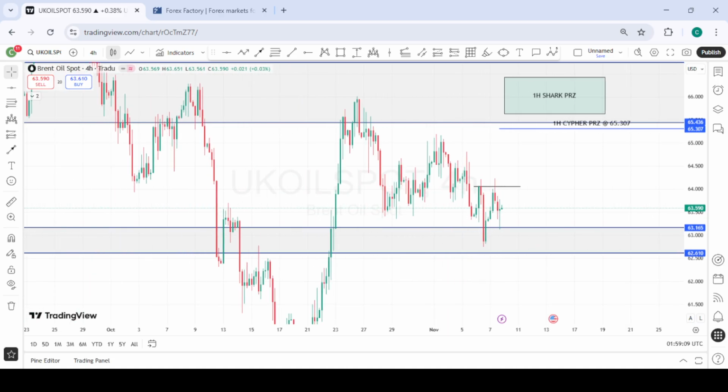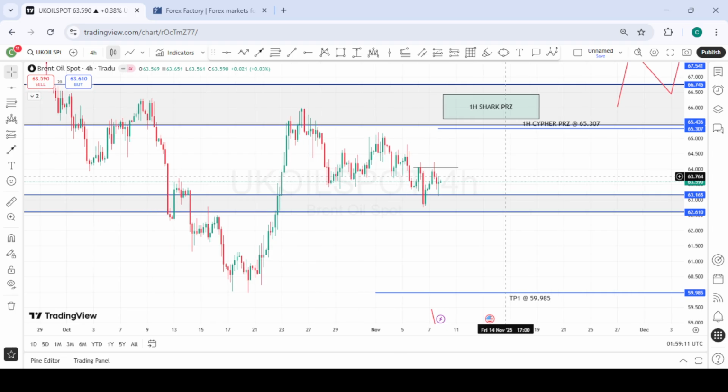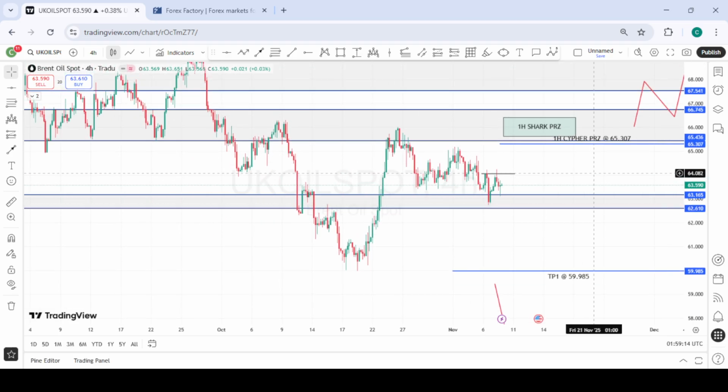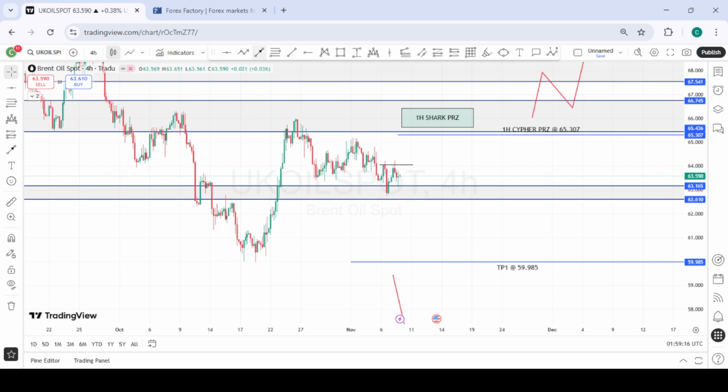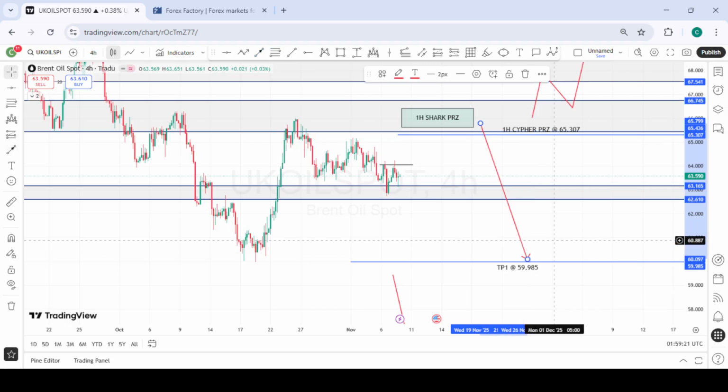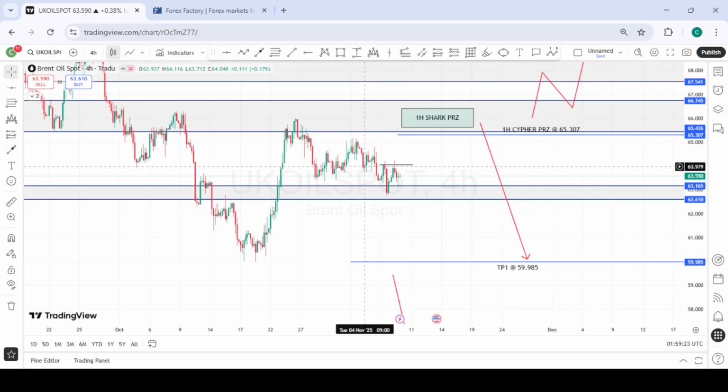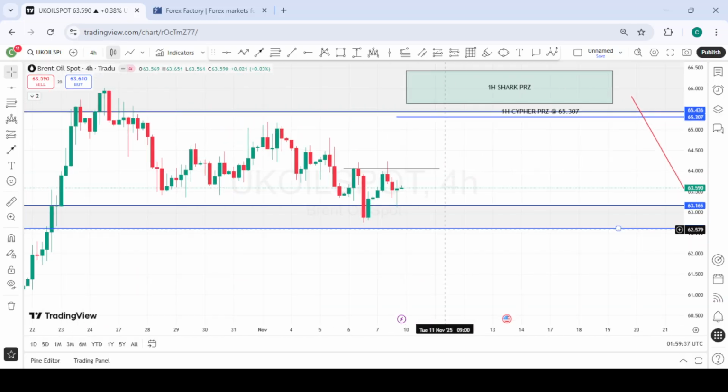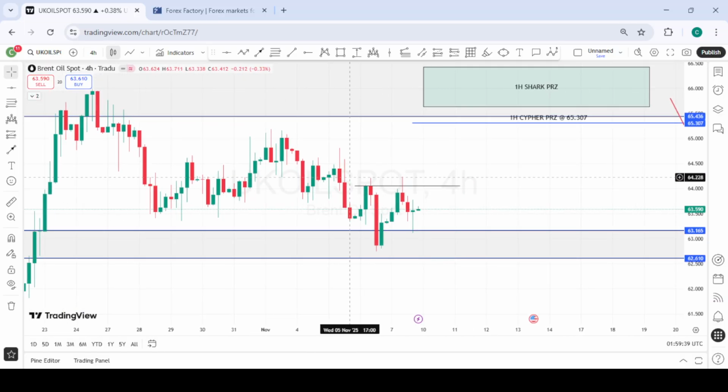The overall view for UKOIL or USOIL is that we are expecting this very big sell from this zone down to this TP. So before that happens, we'll be looking out for this potential harmonic pattern, which is a reversal pattern into the zone. Then we get our selling confirmations to the downside. So we're going to look out for the buys first before we take our sells to the downside.